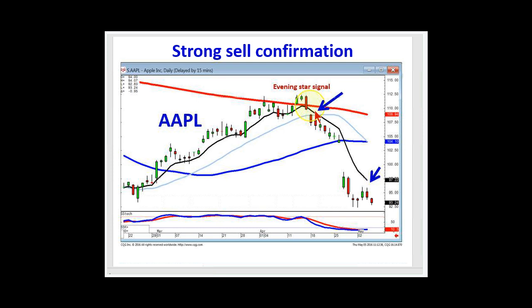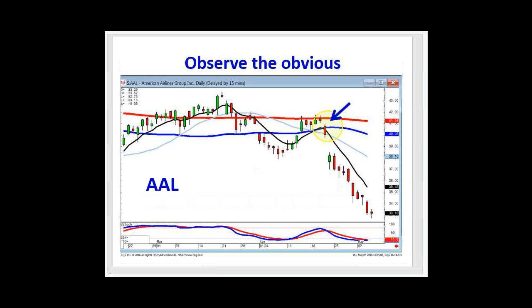But again, observe the obvious. Where did this evening star signal occur? Right at a level that everybody else was watching. American Airlines. Look where the failure was. Right at the 200, gap down. Gap down through the 50 and the T-line. That's a pretty good obvious reversal.